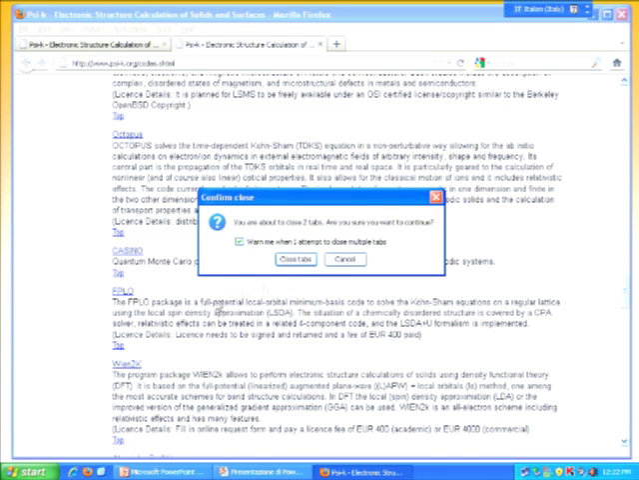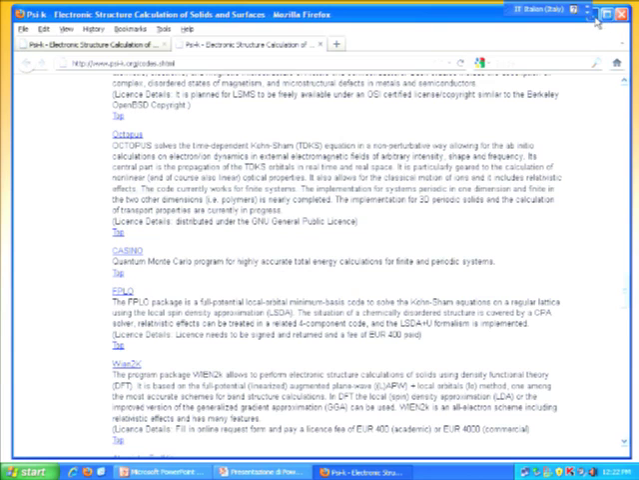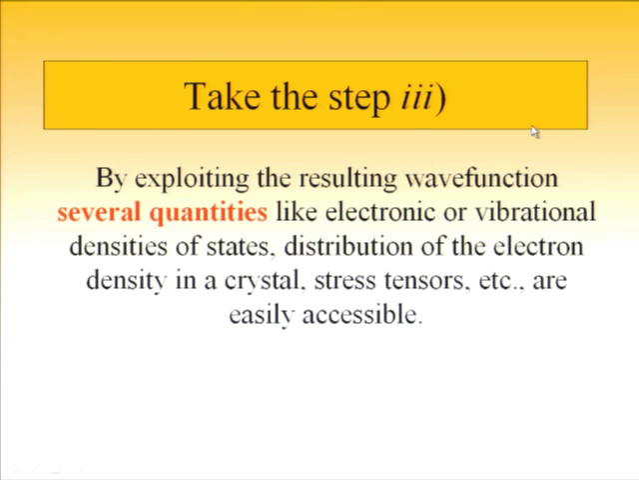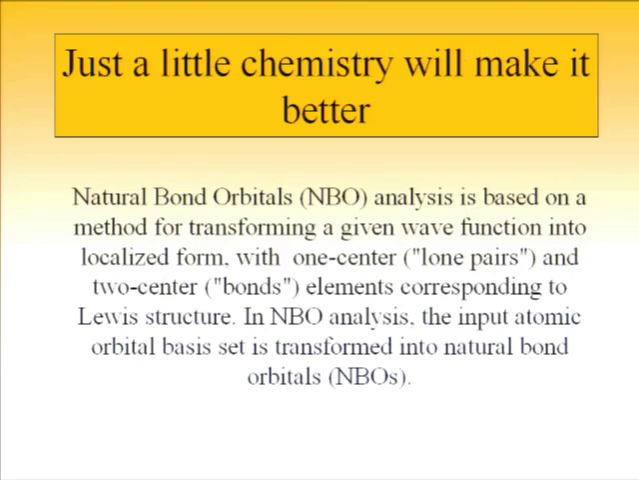Right. I should go down. All right. Now, going back, like in the Hindu ceremony, take step 3 and be my friend. So the wave function is my friend, and I can analyze it further and get several quantities like electronic and vibrational densities, the distribution, electron density, etc. I will show you just one example typical for chemistry, which is based also on natural bond orbitals.